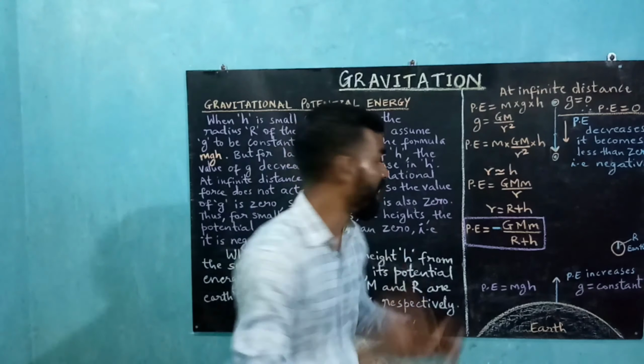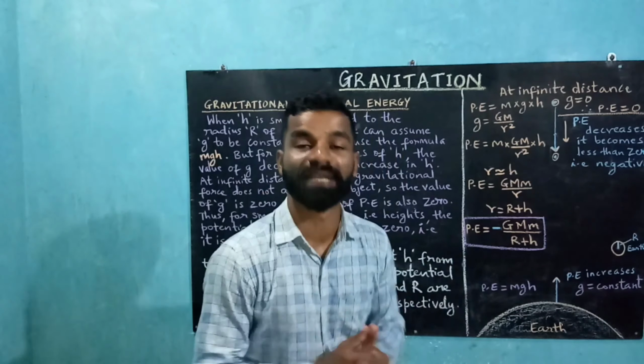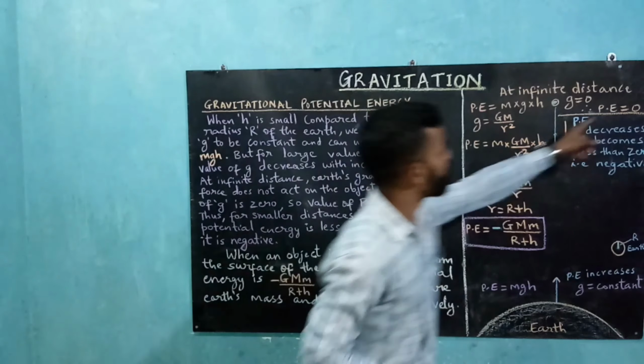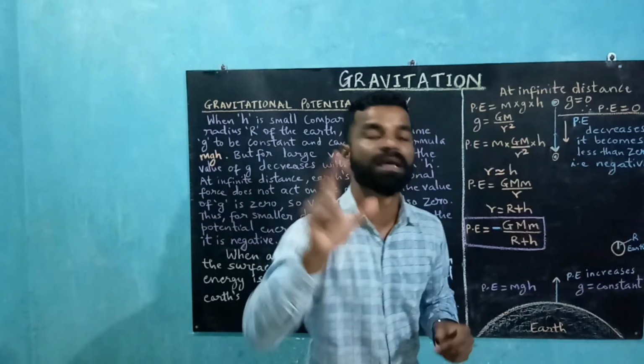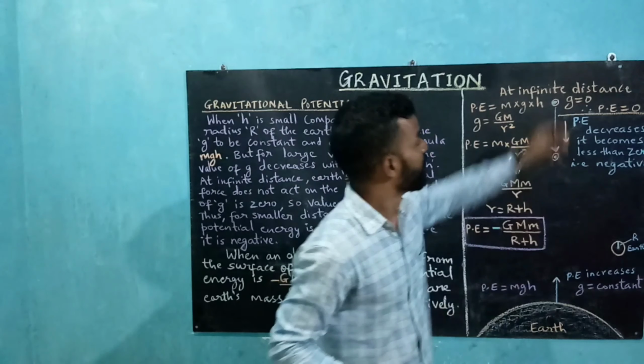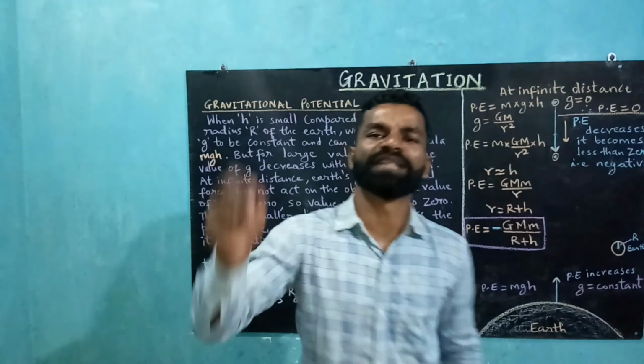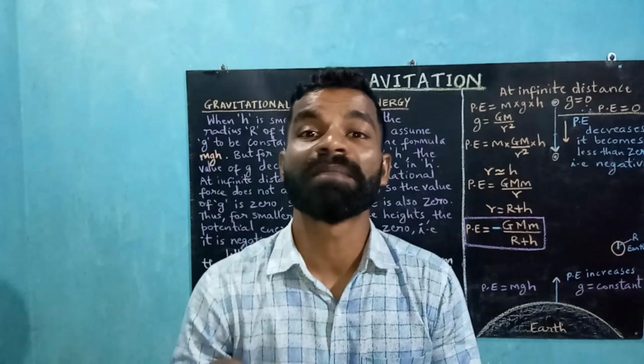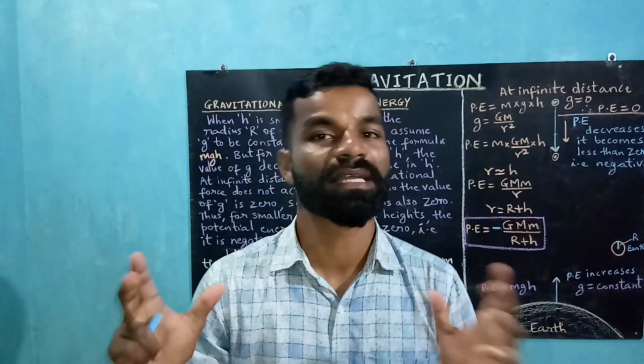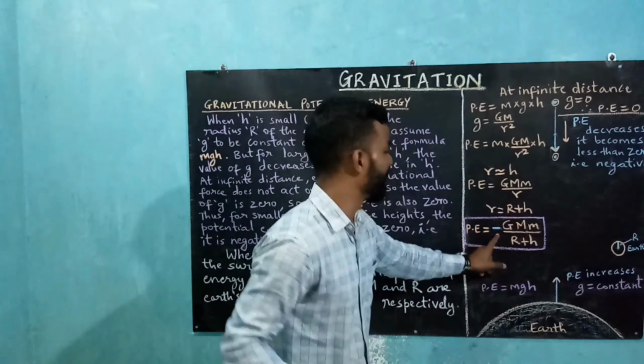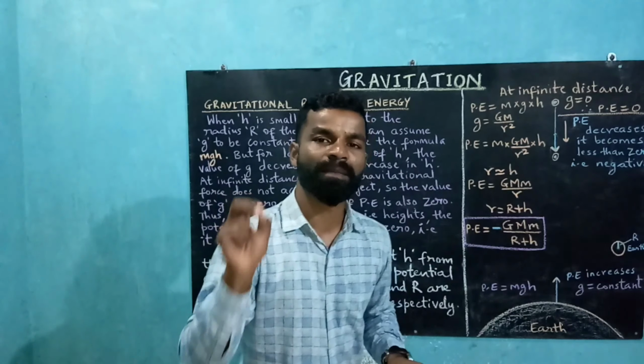So now it is clear why we are getting this negative sign for gravitational potential energy. It's because potential energy at infinite distance is 0, and as the height decreases, potential energy decreases. That means it becomes less than 0. Less than 0 is nothing but negative. So we are having a negative value for gravitational potential energy.